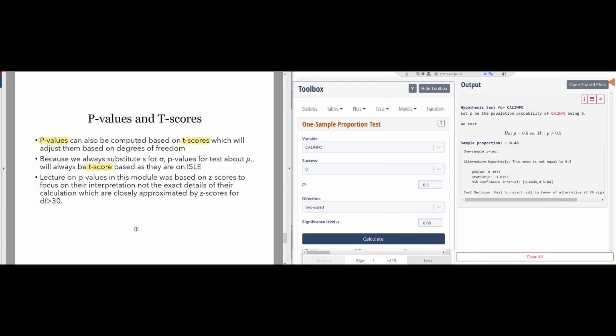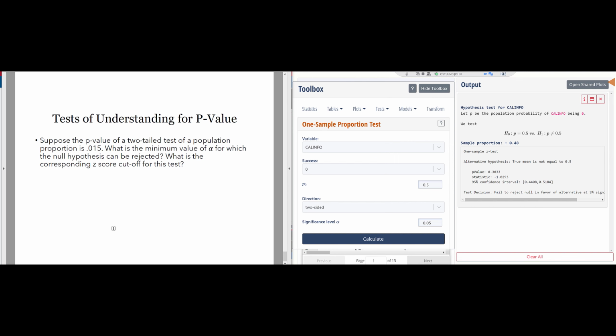But the logic of doing the calculations to get your p-values and confidence intervals is the same, just substituting in t-scores for z-scores. Our data sets in all of our examples have had degrees of freedom significantly greater than 30, and in that case, the value that you get using a z-score will not be terribly different from the value that you get using t-scores.